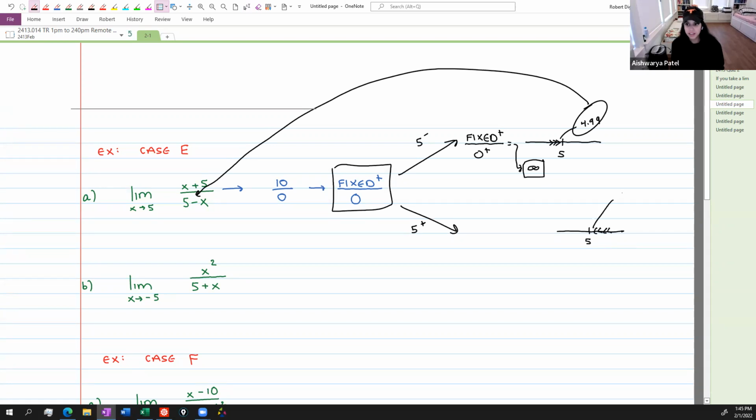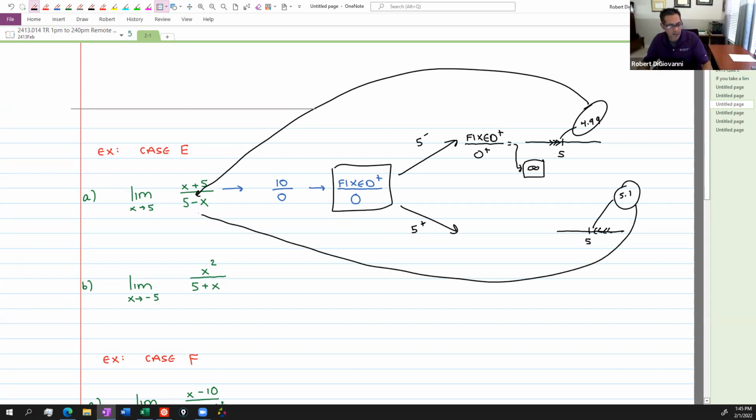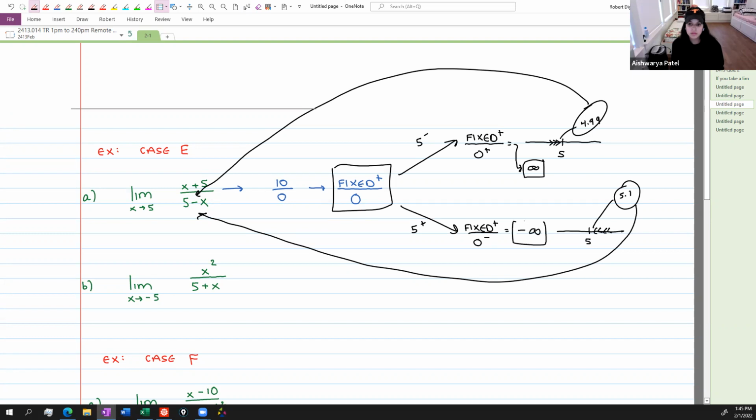You'll get, say, 5.1. Take that. Try that in here now. Small negative number this time. So you have a fixed positive over a very small negative. That ratio would be what? Negative infinity. Okay.